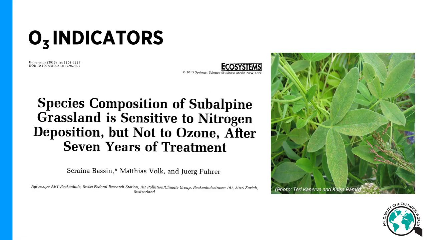In contrast to, for example, sulfur and nitrogen, ozone does not accumulate in plants, but it induces an oxidative stress which may result in visible injuries and/or growth reductions. However, the sensitivity of genotypes, species and ecosystems to specific air pollutants varies and is also modified by other biotic and abiotic factors. For example, a 7-year Swiss study showed that species composition of a subalpine grassland is sensitive to nitrogen deposition, but not to ozone.